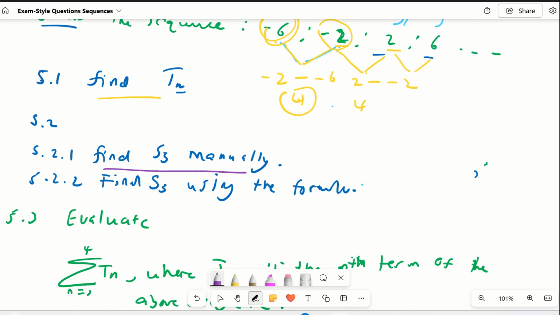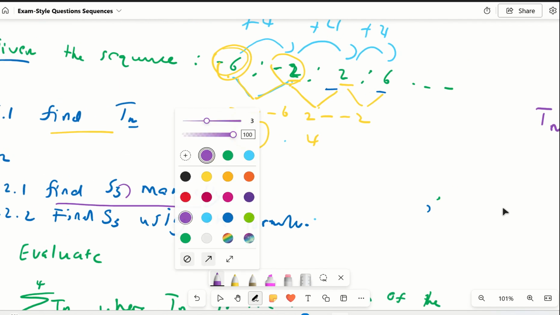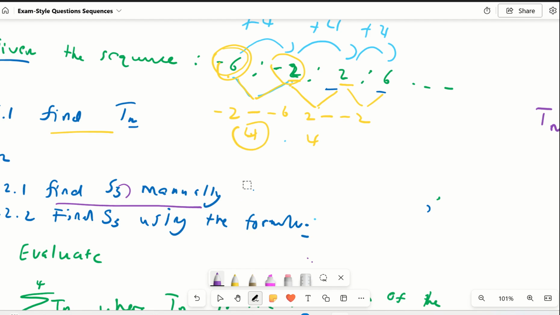We move to the next question. It says, find S3 manually. S means the sum of, so S3 means the sum of the first 3 terms of this sequence. So I told you that you basically add them. So S3 is minus 6 plus minus 2 plus 2, right?